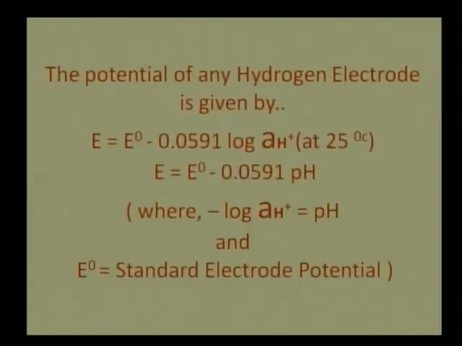Now, the potential of the hydrogen electrode, that is the indicator electrode, is given by the Nernst equation. E is equal to E0 minus 0.0591 log activity of hydrogen ion at 25 degrees centigrade. We know that activity of hydrogen ion is equal to the concentration of hydrogen ion, and minus log H plus is equal to pH. So E is equal to E0 minus 0.0591 pH, where E0 is the standard electrode potential of the cell.